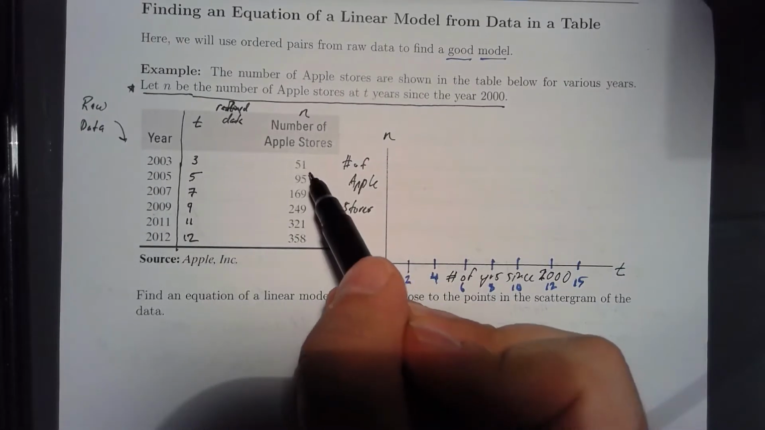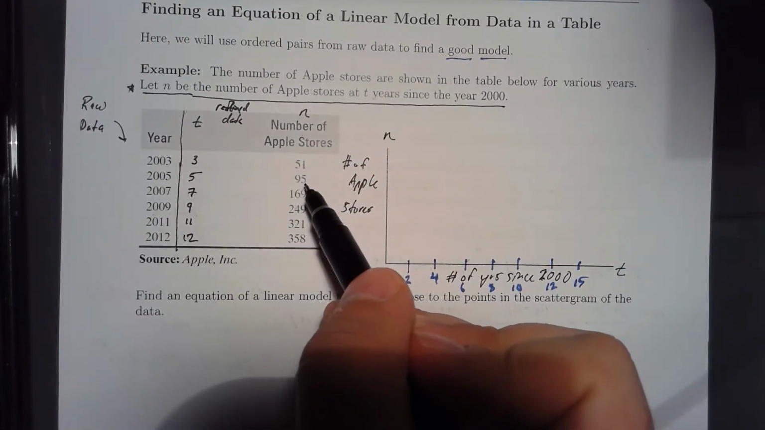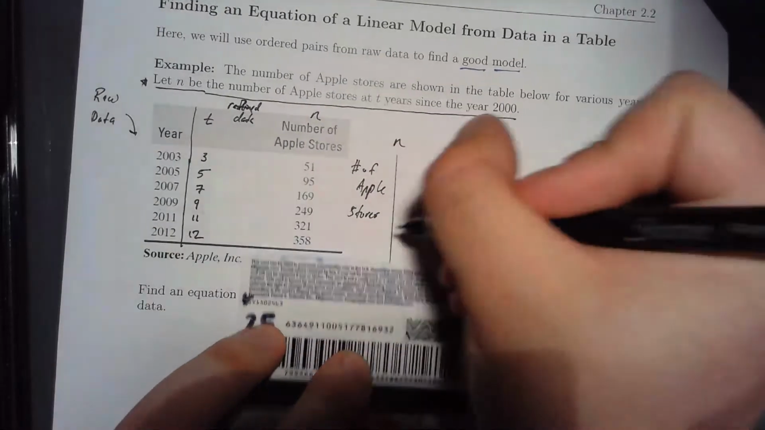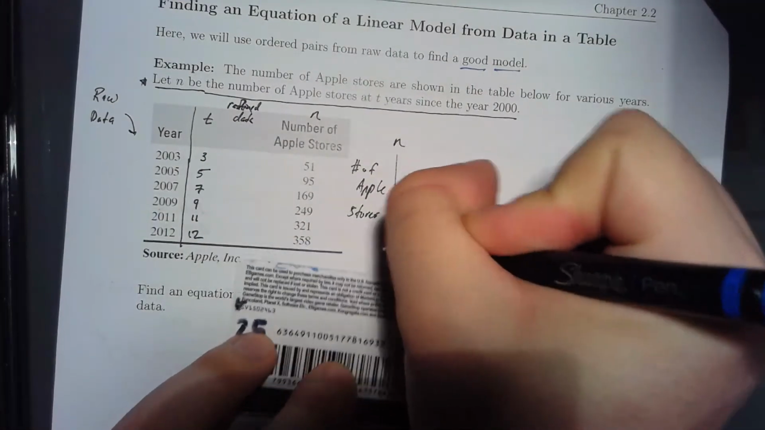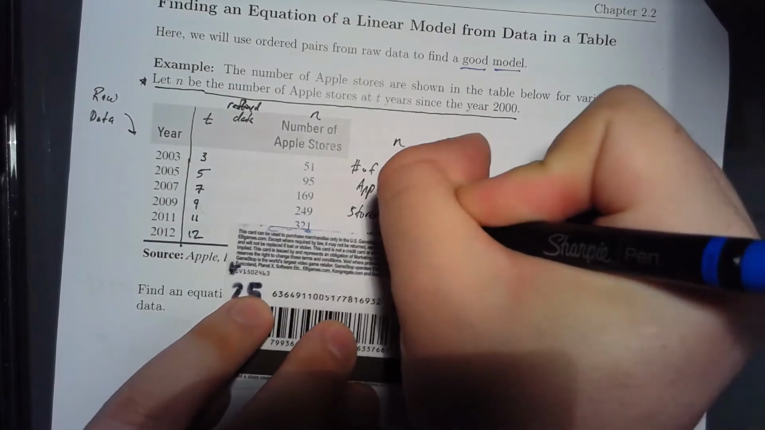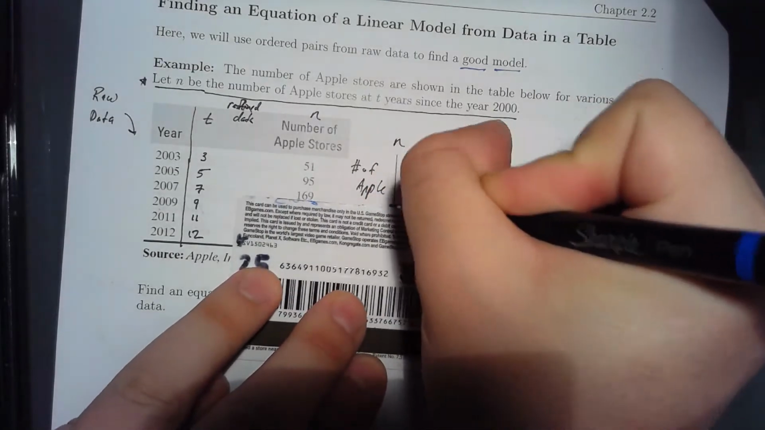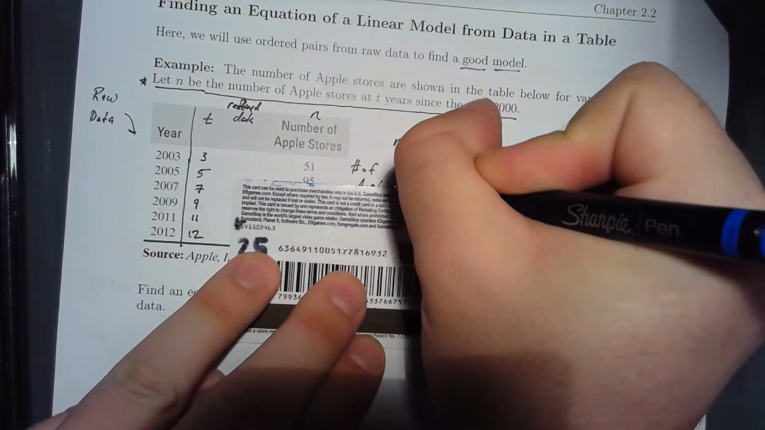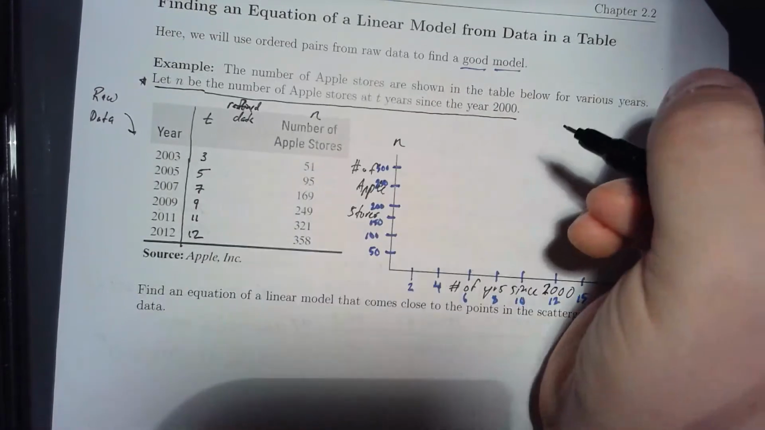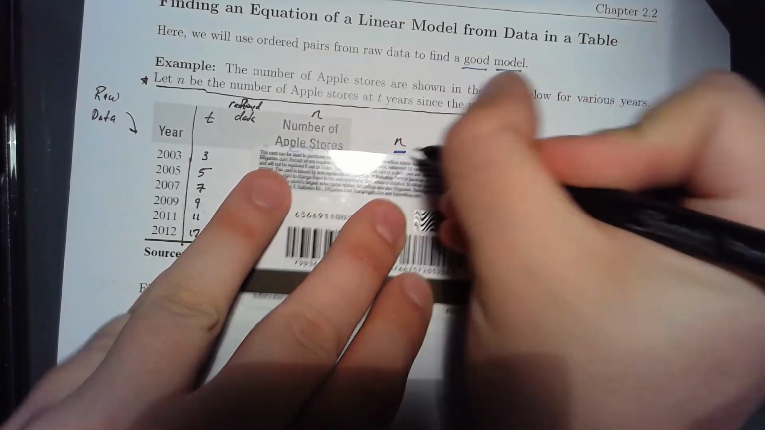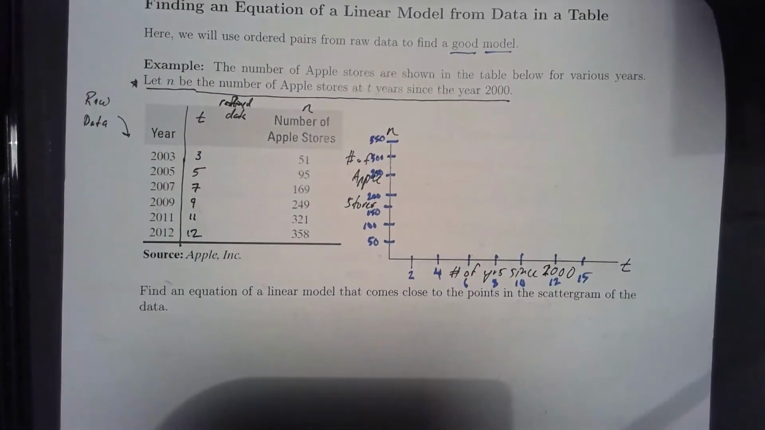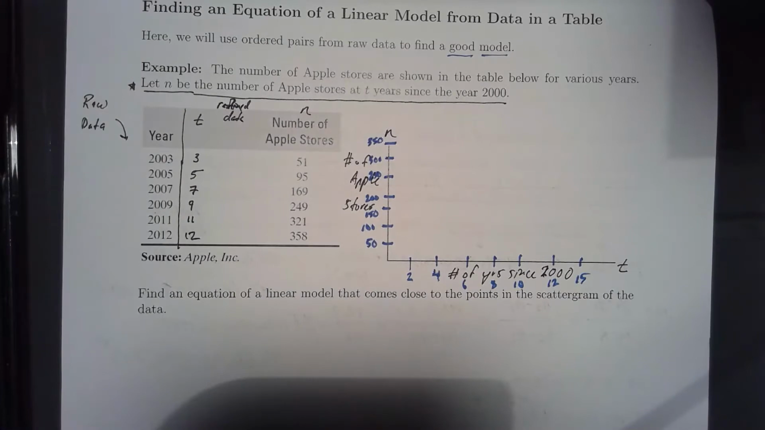And since this is going like 50, 100, 95, I'm going to go in units of 50 here. So I'll go 50, 100, 150, 200, 250, 300, and right up here I'll cap it at 350. So again, by hand it's not going to be the best, but you get the idea.